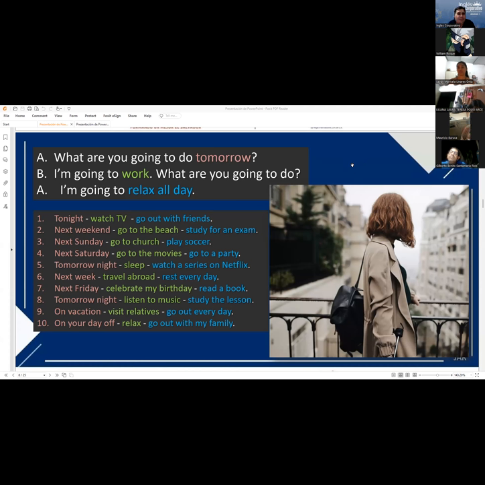So let's see, this is the next exercise that we're going to practice. Okay, what are you going to do tomorrow? Tomorrow is a new month. Tomorrow is June the 1st. What are you going to do tomorrow? I'm going to work. What are you going to do? I'm going to relax all day.